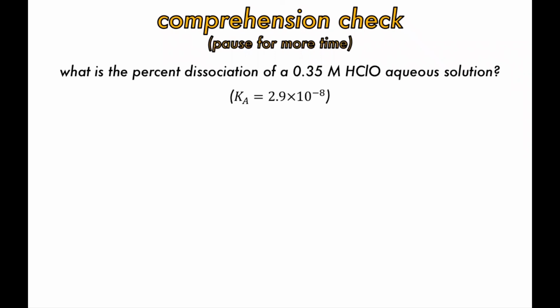Let's check comprehension. We're asked, what is the percent dissociation of 0.35 molar hypochlorous acid aqueous solution? Our Ka is 2.9 times 10 to the minus 8, given here. Again, as usual, pause for more time and try to do it yourself. We'll go through the answer, but really the point of this is for you to try yourself and see if you can get the answer that we get in this slide. So pause for more time if you need it.